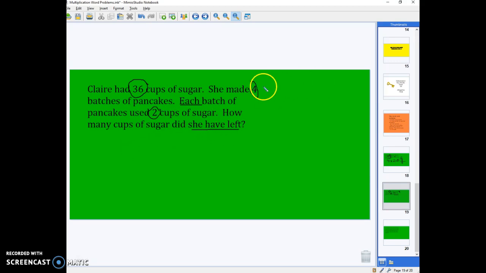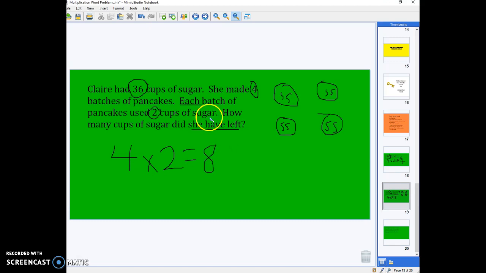So let's start that out. 4 and 2, I see here 4 batches of pancakes. So think about it this way. She's making 1 batch, 2 batches, 3 batches, 4 batches. Each of them calls for 2 cups of sugar. Use S's to represent that sugar. That right there is just equal groups, which you know how to do, and you can just multiply those. So 4 batches of pancakes, and each batch used 2 cups of sugar. That's how much she used. So 4 times 2, as we know, is 8. And that's the first part of my problem.